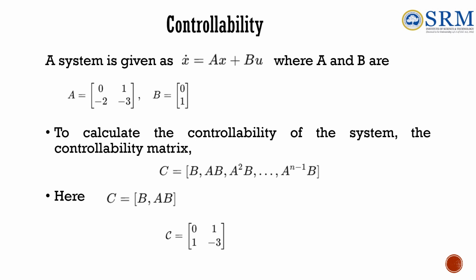To calculate the controllability of the system, the controllability matrix C is given as B, AB, A squared B, and so on, up to A to the n minus 1 times B. Here the rank of matrix A is 2, so n is equal to 2 and n minus 1 will be 1. So we can construct the controllability matrix as B, AB. By calculating, we get C equal to 0, 1, 1, minus 3.